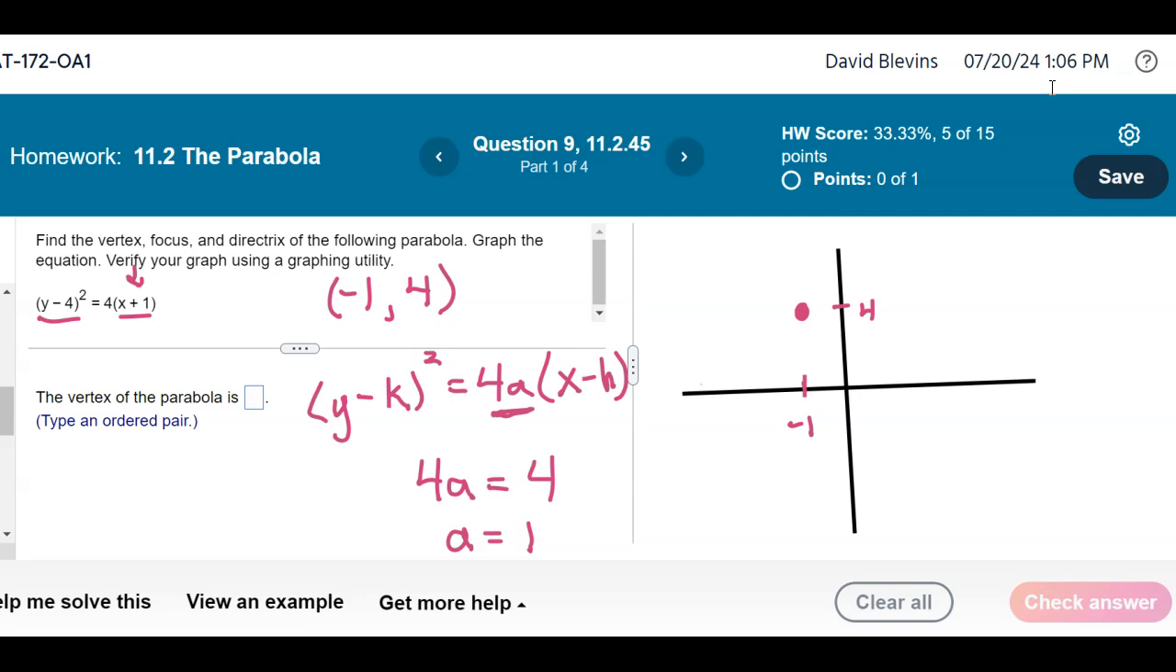I'm going to do it in blue. So there's my focus. All right, 1 unit to the left, do that in green, that would be at -1, or sorry, -2. 1 unit to the left of this. Let me move that over a little. This is going to be the vertical line, that is the directrix. Right, so it's vertical when y is being squared. It's horizontal when x is being squared.